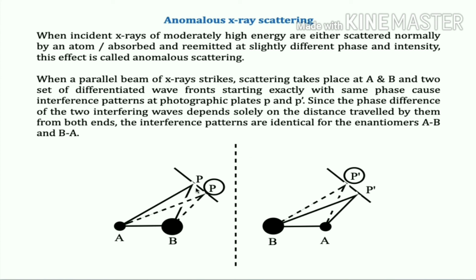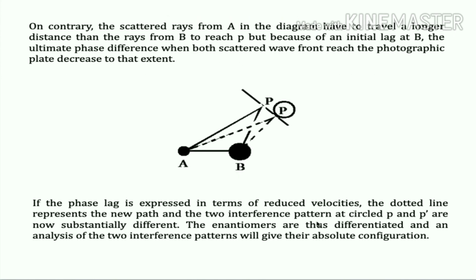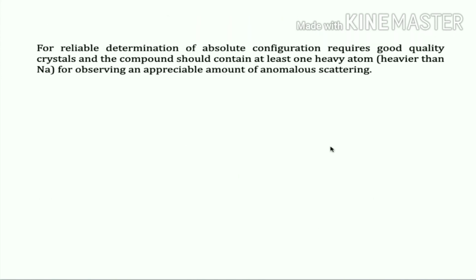So here this is the interference pattern. If a new chiral molecule has an interference pattern related to this, then it will be given a particular configuration. Suppose the new molecule gives the interference pattern of P dash, then based on this we are going to assign the absolute configuration.